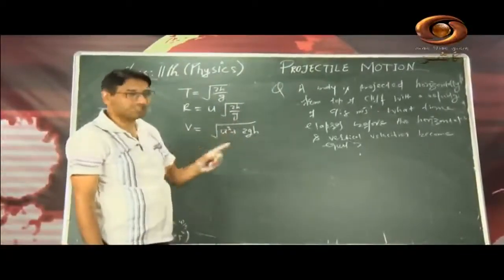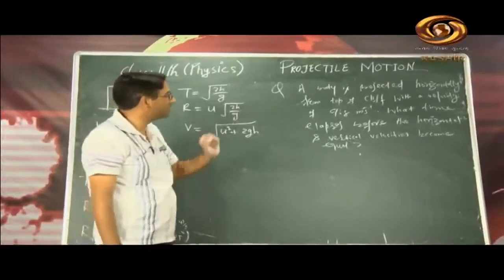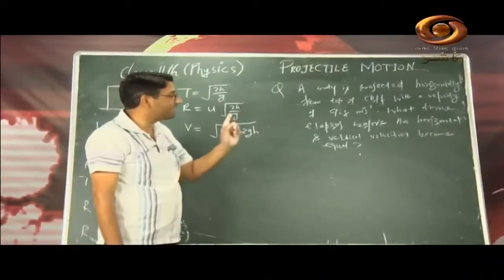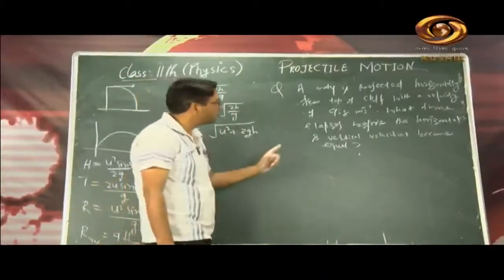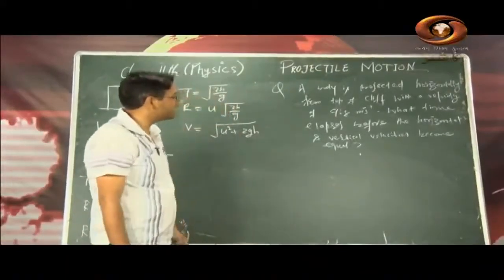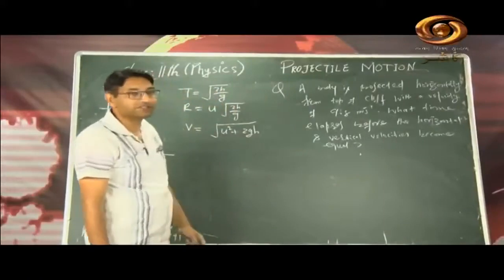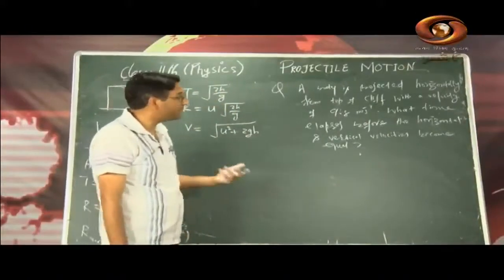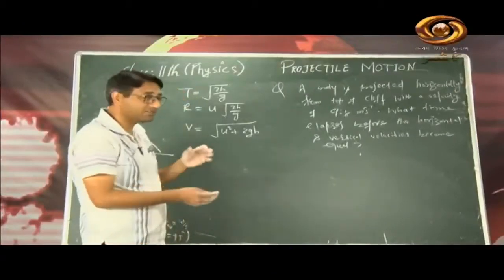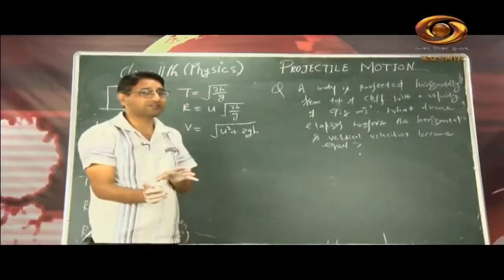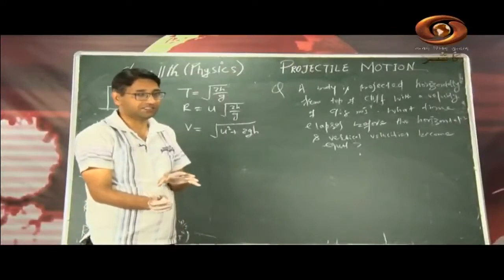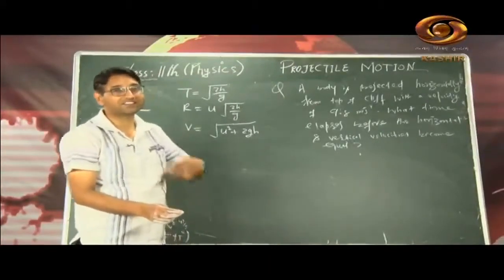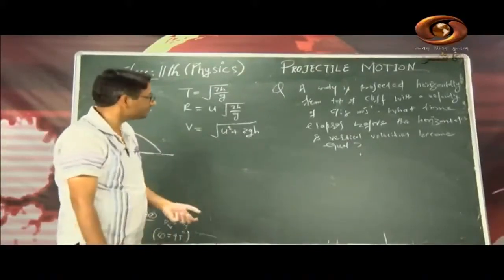A body is projected horizontally from the top of a cliff with a velocity of 9.8 meter per second. What time elapses before the horizontal and vertical velocities become equal? You have to tell what the time will be when both are equal, because you know that the horizontal velocity is a constant that will not change, but the vertical velocity keeps on changing. The body is accelerating in the vertical direction.